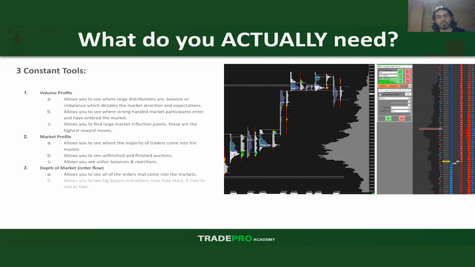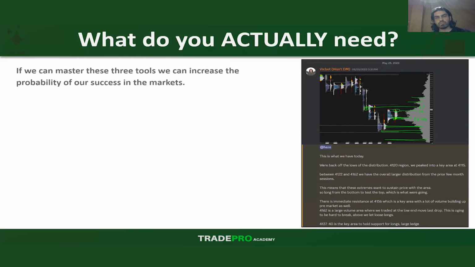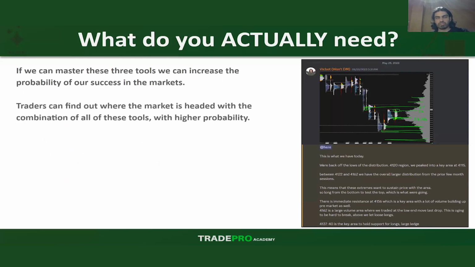The depth of market order flow, this allows you to see all of the orders that are coming into the market, right? It allows you to see big buyers and big sellers, how they react, if they're real, if they're fake, if they're getting stuck, if they're accepting, right? Who has strength in the market, the buy side or the sell side, and what high probability entries are based on all this information. So you're seeing literally all of the orders coming in and who actually is winning in the market, so you can join that winning team, right? Once you understand how to read the depth of market, you start to see these things extremely clearly. So if we can master these three tools, we can increase the probability of our success in the market.